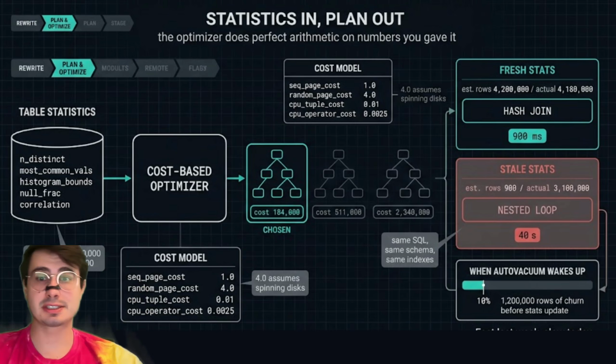And on spinning disks, that 4.0 is roughly right. But if you're using something like NVMe, it's actually very wrong, right? And if you're on decent SSDs and you never touch random page cost, your optimizer is going to be systematically biased against index scans. So dropping these values to 1.1 or 1.5 is one of the few knobs you actually can tune without a specific diagnosis behind it, because it's just making use of better hardware.